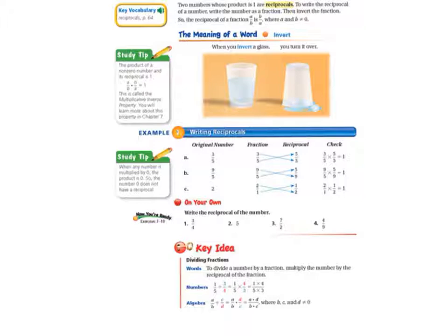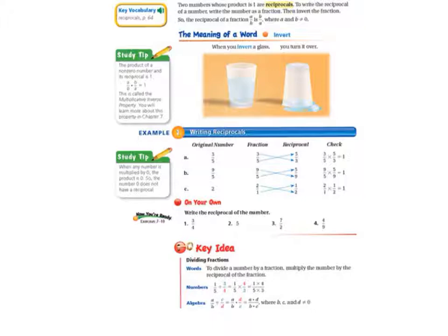Today we're going to be working on pages 64 through 66 in your math textbook. Let's start at the top of page 64, and it tells us that two numbers whose product is 1 are reciprocals. To write the reciprocal of a number, write the number as a fraction, then invert the fraction. So the reciprocal of a fraction, a over b, is b over a, where a and b are not 0.